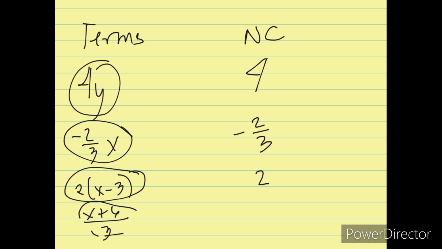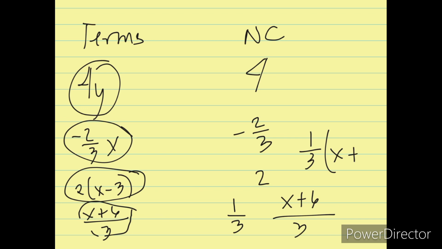And how about here? The numerical coefficient is 1/3. Why did it become 1/3? Because x plus 6 over 3 means 1/3 times x plus 6. That is why its numerical coefficient is 1/3.